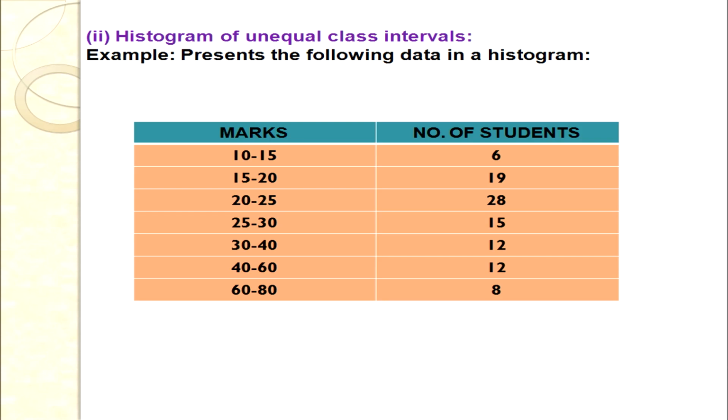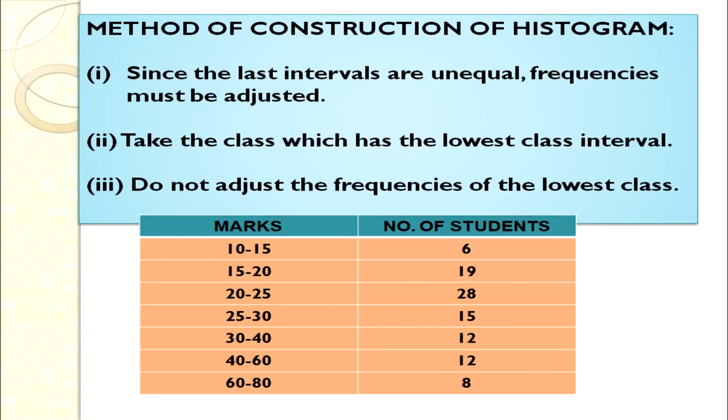So, let us see the steps which we should take while drawing a histogram in case of unequal class intervals. Since the class intervals are unequal, frequencies must be adjusted. So, we are telling that we are not going to adjust the marks, that means the classes are not going to be adjusted. We are going to adjust only the frequencies, and that too only of those whose class intervals are not the same. Take the class which has the lowest class interval. Now, we are going to identify out of all these classes which class has the lowest class interval gap. So, that is 5.